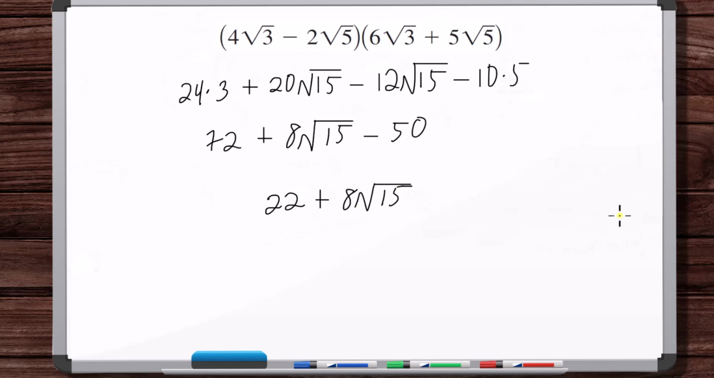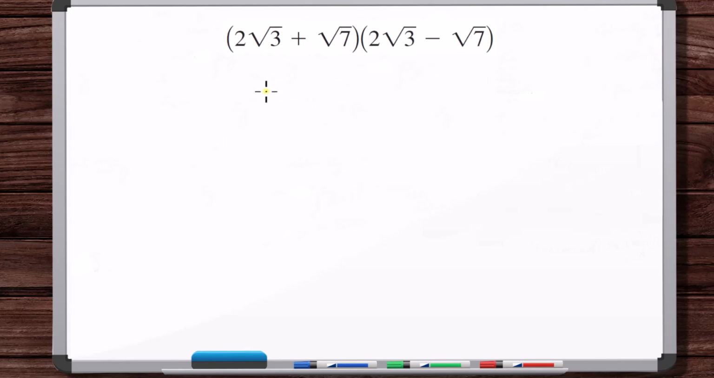2 root 3 times 2 root 3 is going to be 4 times 3, so 12. Then minus 2 root 21. And then, well, these are conjugates. We could have just multiplied it out, that's fine, but it's good to recognize conjugates. If 2 root 3 is a and root 7 is b, you've got a plus b times a minus b. So it's going to be 2 root 3 squared, which is 4 times 3, minus root 7 squared. So 12 minus 7 is 5.